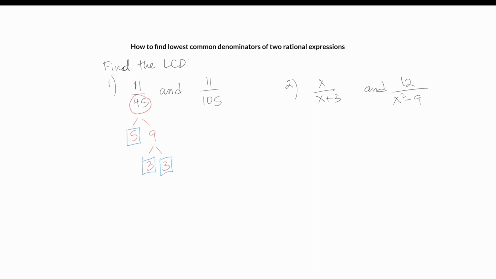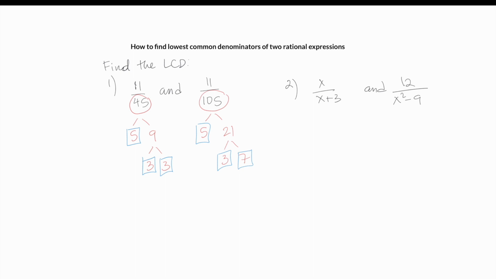Now we'll do the same with 105 for the second denominator. 105 consists of 5 times 21, and then 21 in turn consists of a 3 and a 7. So for 105, you have a 5, a 3, and a 7.